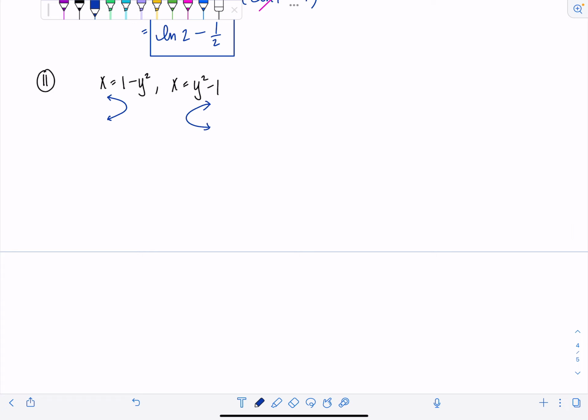So they're going to intersect. Let's find where. In this case, it's easier to just set the two curves equal to each other and solve for y.